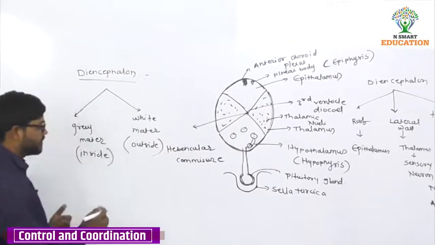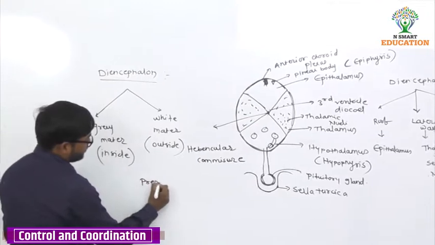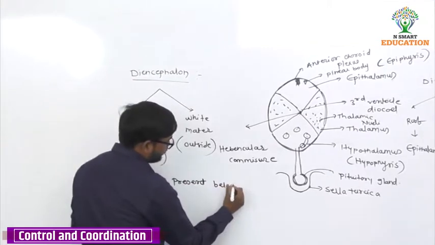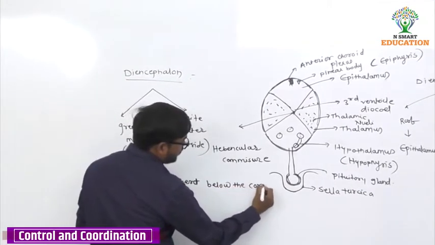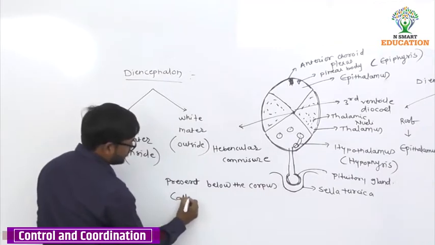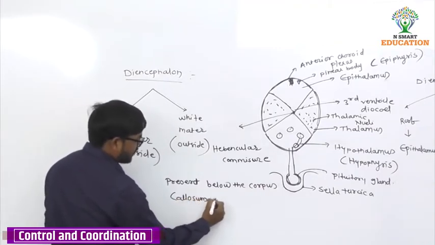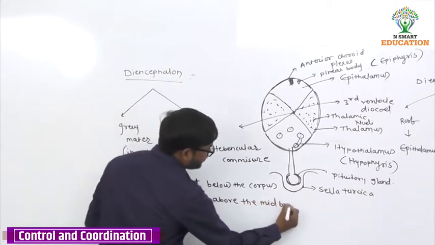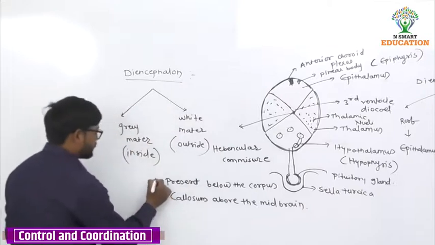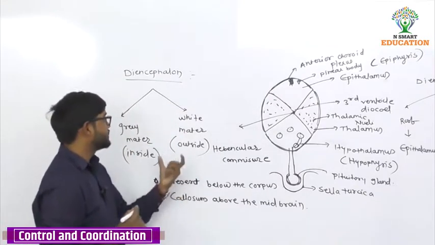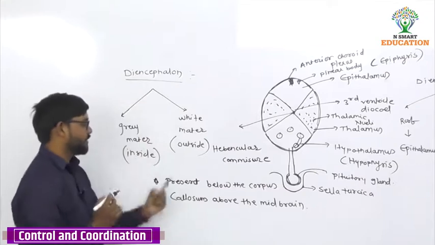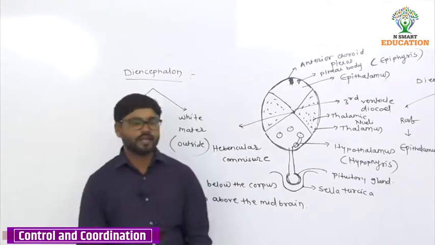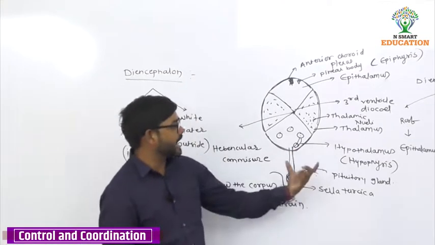It is present below the corpus callosum, above the midbrain. This is very important. Okay, we are talking about the diencephalon, present below the corpus callosum above the midbrain. Okay, now the function of the epithalamus and hypothalamus.